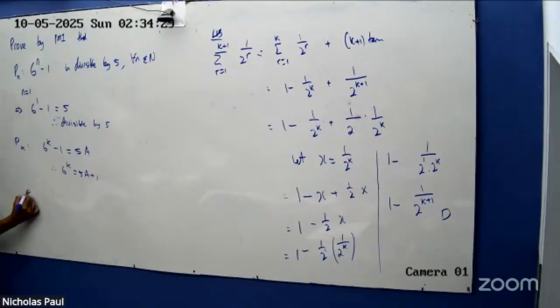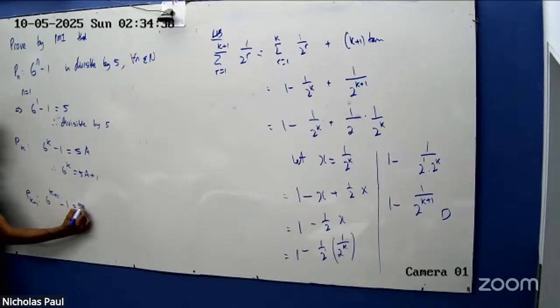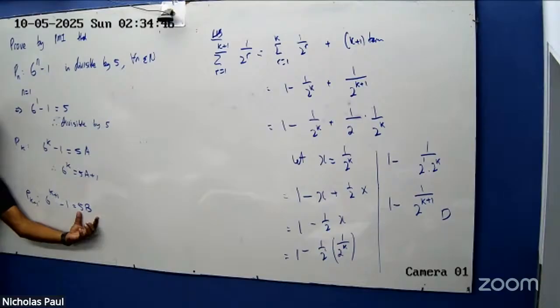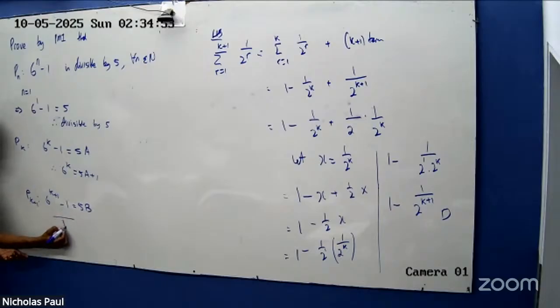Now, P to the k plus 1. 6 to the k plus 1 minus 1 is 5 times some letter. Let's call it b. So I have to show that this is 5 times some random letter. Okay with that? So I'm going to take the left hand side now and prove this.